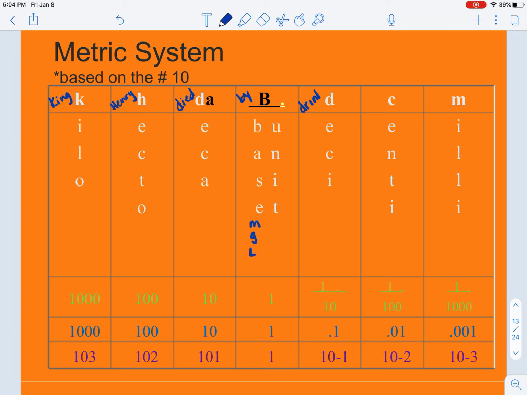Drinking is going to be the column for deci. Chocolate is for centi, and milk is for milli. So this is the acronym that I used. If it's helpful, please feel free to use that.